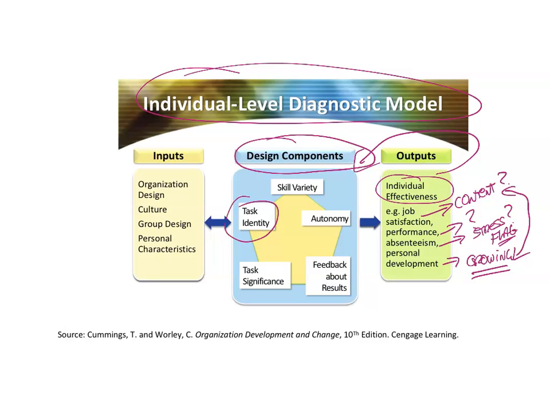Task identity. This is the degree to which people identify with their work. Do they feel like they're part of it? Do they see the output they're producing as a result of how they've contributed? In other words, can they see the links? I did this work and something happened. When people have a high level of task identity, that can give them a big leg up from the personal satisfaction, in other words, the job satisfaction and personal development point of view.